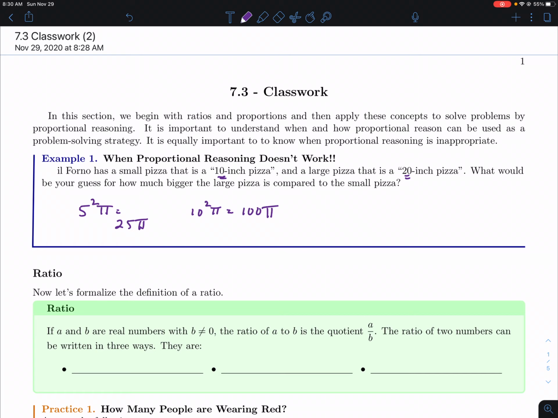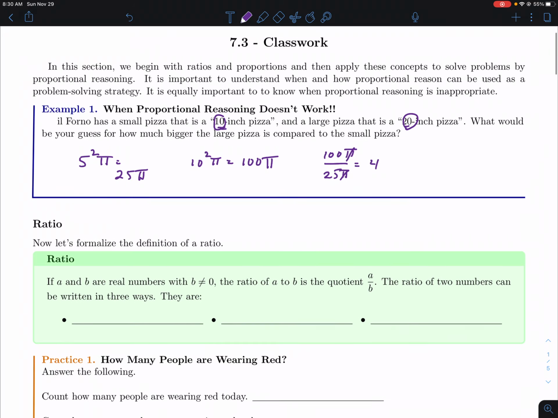Now we can take this proportion. We couldn't take it off of just the 10 and the 20, because that didn't give us any indication about the area, which is what we're talking about here. So if we do 100 pi divided by 25 pi, we get 4. Instead of being twice as big, it's actually 4 times as big.